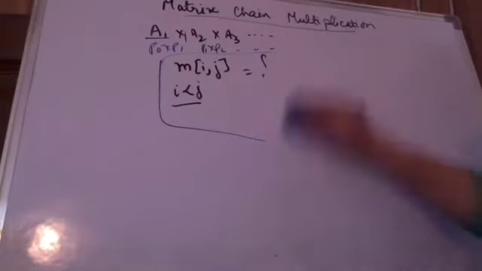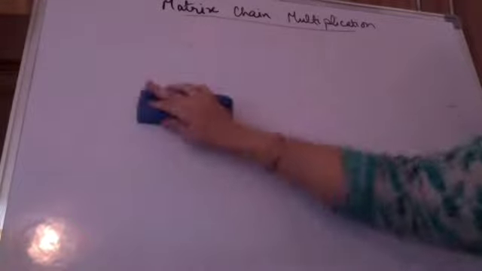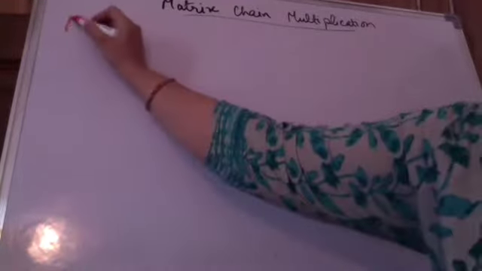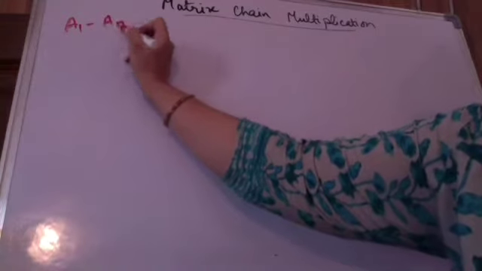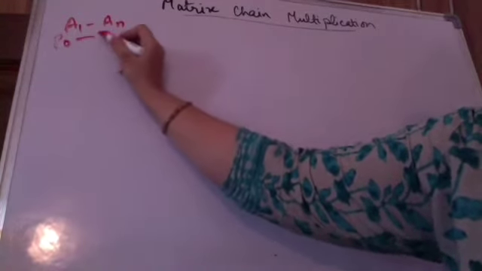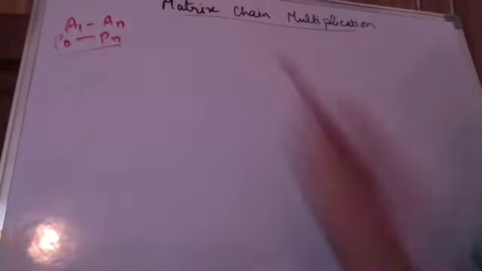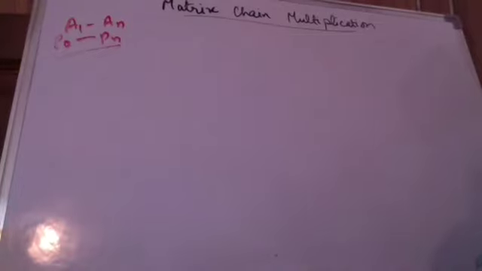So let's move on to the algorithm straight away. The algorithm assumes the same assumptions as before: that I have matrices from A1 till AN, and the orders are stored from P0 to Pn. These are my assumptions. And I am going to store the intermediate costs in auxiliary tables.